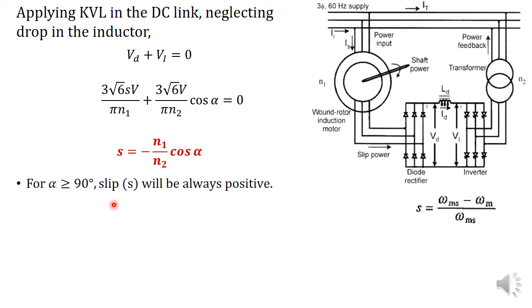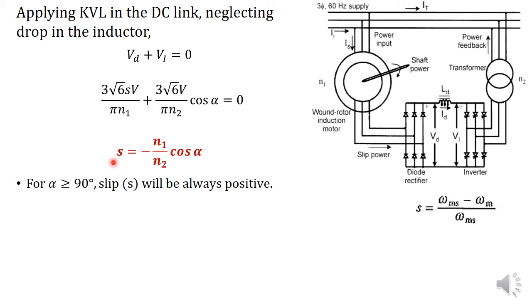Another thing to be considered is that this converter will always be operating in inverting mode. That means the firing angle alpha will always be greater than 90 degree. So in this equation, if alpha is greater than or equal to 90 degree, slip S will always be positive.